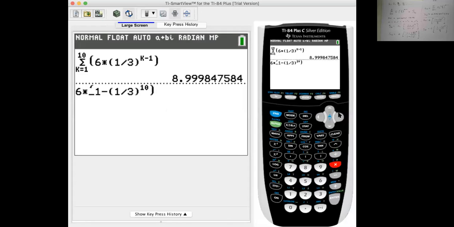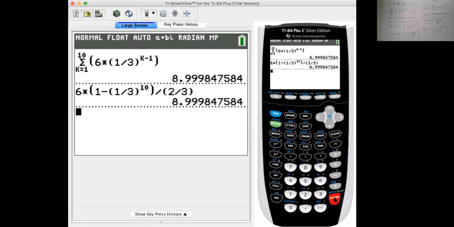I'm going to come back to the end. We're going to divide that by 2/3. Divided by 2/3, in parentheses, 2/3. Because again, order of operations becomes an issue with the calculator. We hope we get that 8.999847 stuff. And we do. So they agree completely, which convinces me that I set up the formula correctly. 8.999847584, which is good.